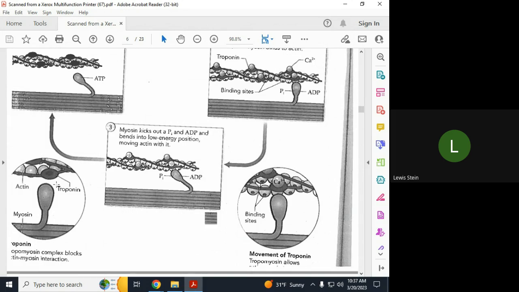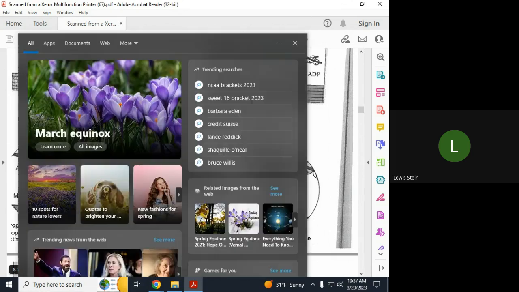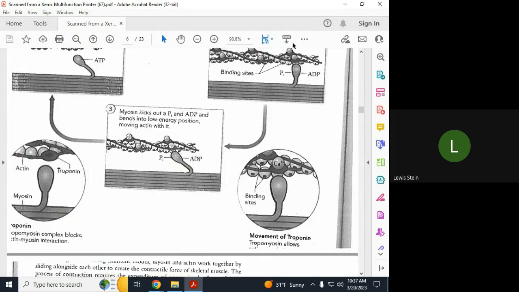And so when the troponin blocks that, that's whatever 4 looks like. Let me see how they describe it here. It looks like I cut it off. So in 3, we have this. That's just a side image about troponin's motion. Here, troponin allows them to contact. Here, when troponin slides back in, it doesn't allow it.